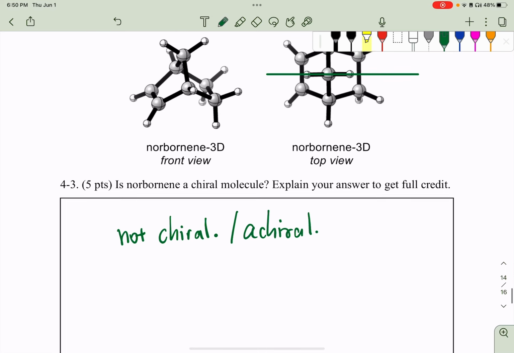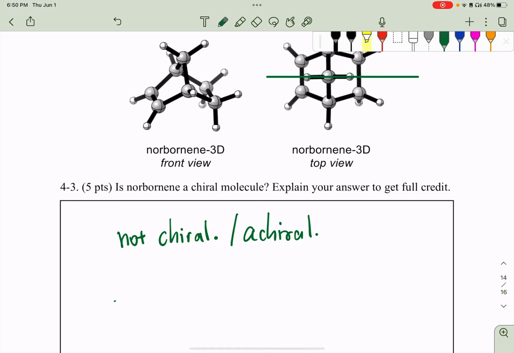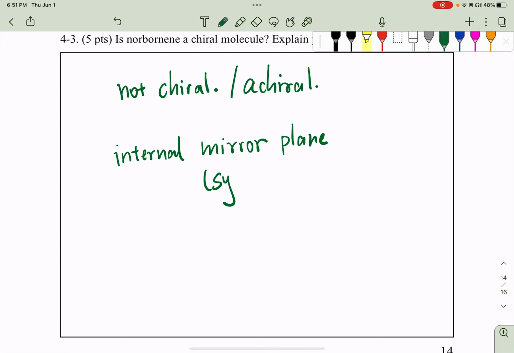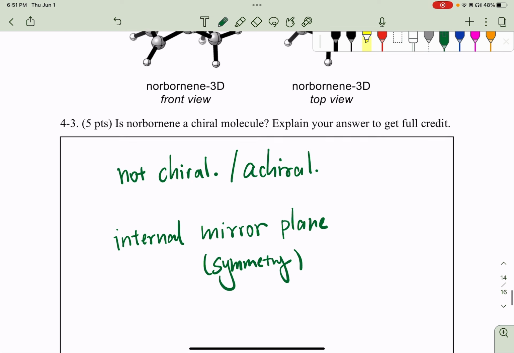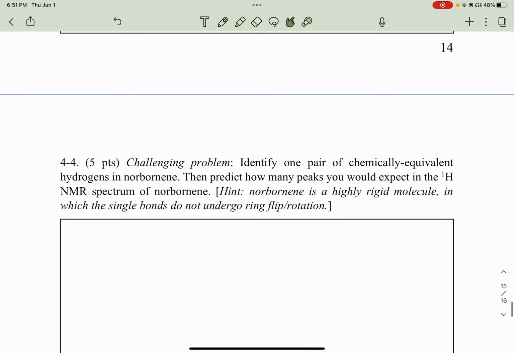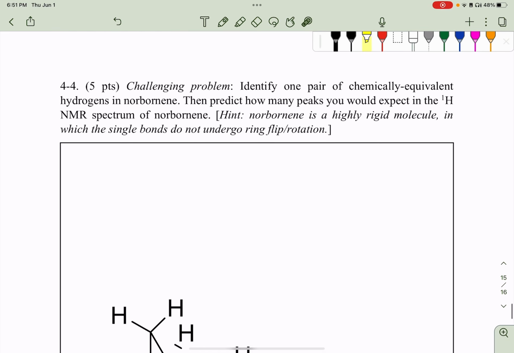And the reason it is achiral is because we have an internal mirror plane, or if you say internal symmetry plane, making this compound a meso compound. Right? So that's our 43rd question. Keep going, the challenging problem.